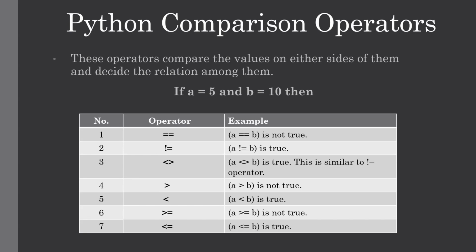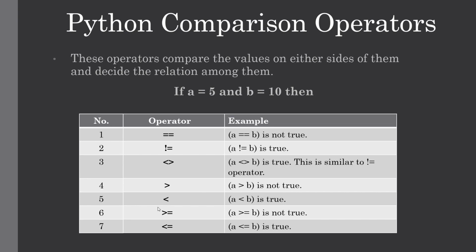The second operator is the not equal to operator. If the values of two operands are not equal, then the condition becomes true. In this case, a is not equal to b, so this condition will be true. The next operator is the greater than operator. If the value of the left operand is greater than the value of the right operand, then the condition becomes true. In this case, a greater than b is not true.